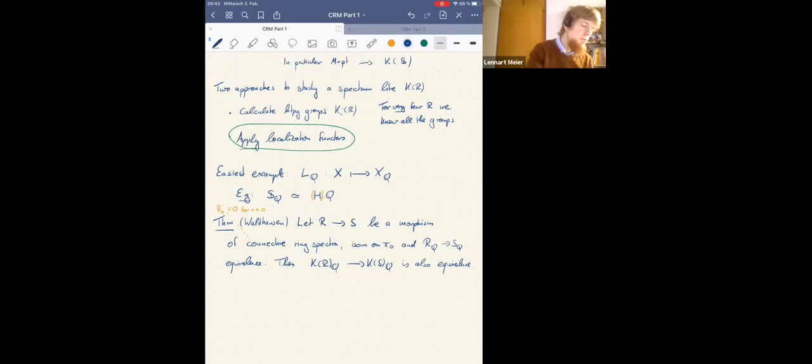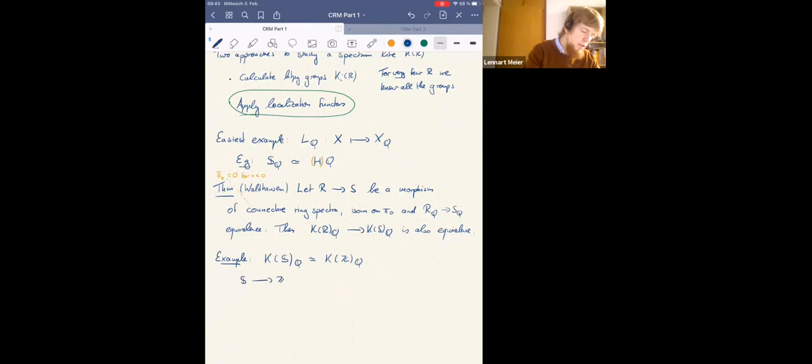And one of the crucial examples is here. Say we take the K-theory of the sphere spectrum, which promises to be extremely complicated. Well, if we rationalize it, then it will be equivalent to the K-theory of the integers. Why is this? Because we have a morphism from the sphere spectrum to the integers. It's an isomorphism on pi zero, both are connective, and I've just discussed that rationally the sphere spectrum is just Q, and of course the integers are rationally also Q. And this has been calculated by Borel.